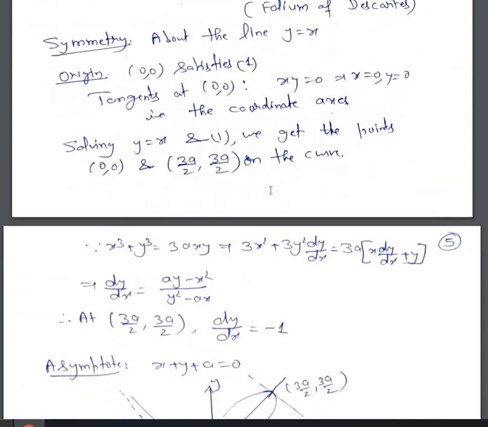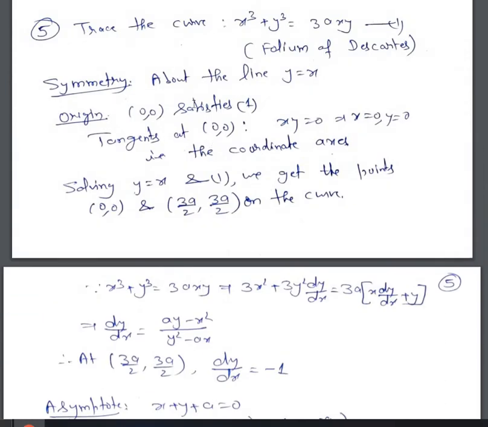Okay, let's take one last example. Trace the curve x cube plus y cube is equal to 3axy. This curve is also known as the folium of Descartes. Now in this case, if we interchange x and y, the equation of the curve will be y cube plus x cube is equal to 3ayx, which is the same as this equation. So therefore the curve is symmetric about the line y is equal to x.